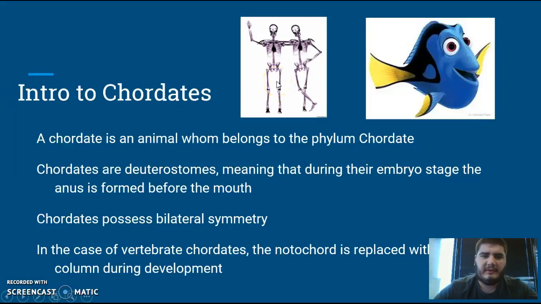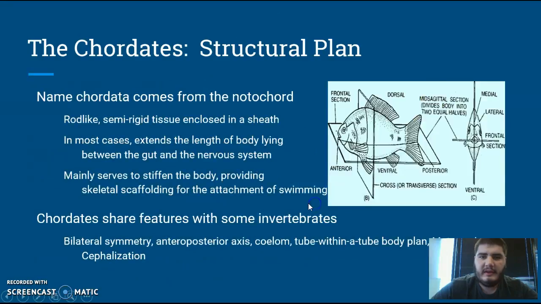An intro into Chordates. A chordate is an animal who belongs to the phylum Chordata, as we can see here. Chordates are deuterostomes, meaning that in their embryo stage, the anus is formed before the mouth. Chordates possess bilateral symmetry, and in the case of vertebrate chordates, the notochord is replaced with the vertebral column during development, which we'll talk about later. One cool thing about chordates is that we're a part of this phylum. That's why I have skeletons here, along with fish. That's why I have Dory.